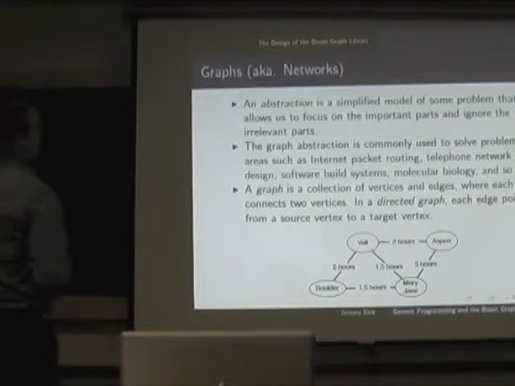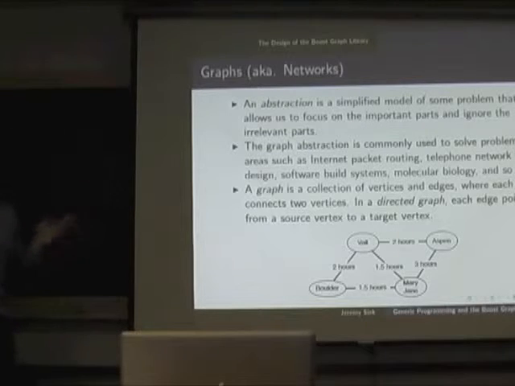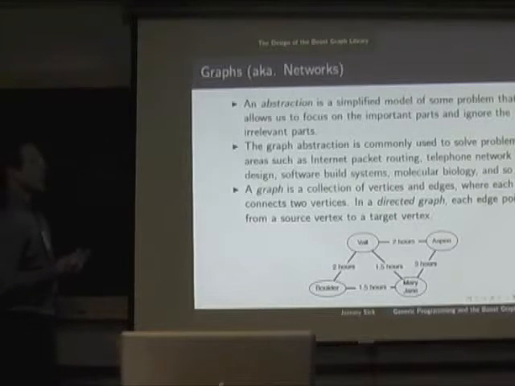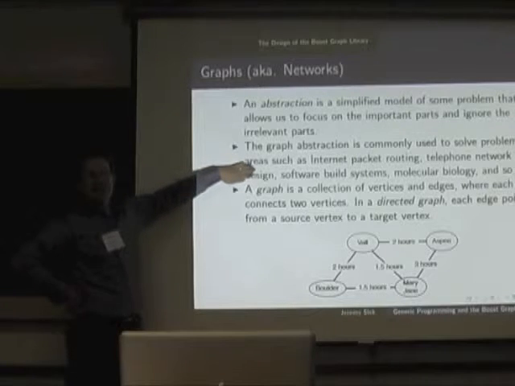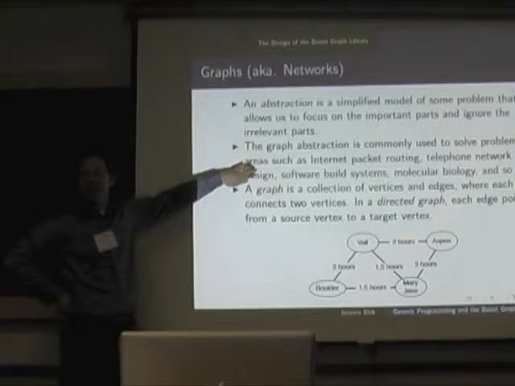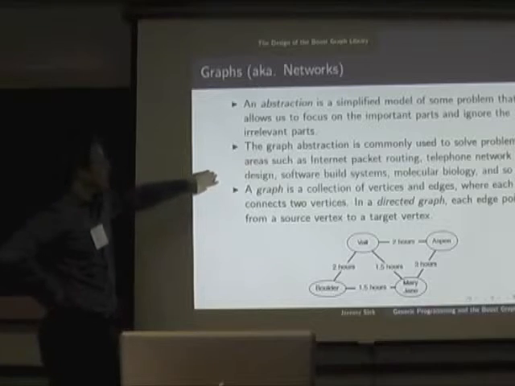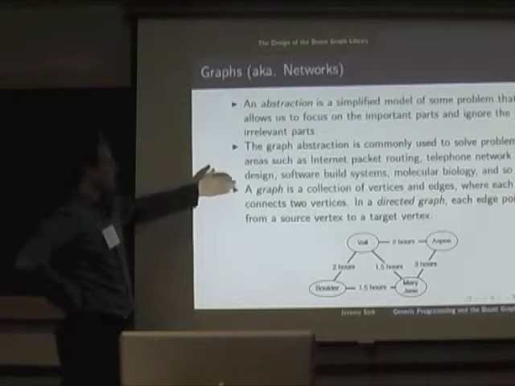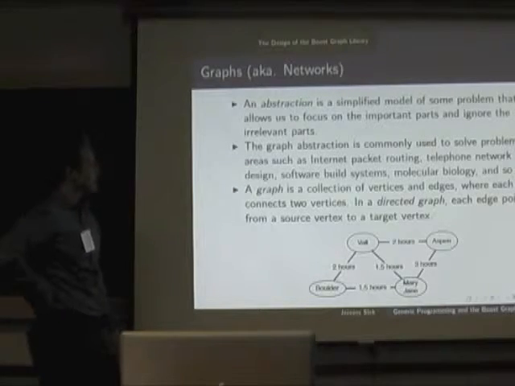All right, so graphs. This is a mathematical abstraction that we use to solve certain kinds of problems. Examples include internet packet routing, telephone network design, where a lot of the fundamental graph theory comes from AT&T Labs or Bell Labs, the old way, molecular biology, and building software systems.